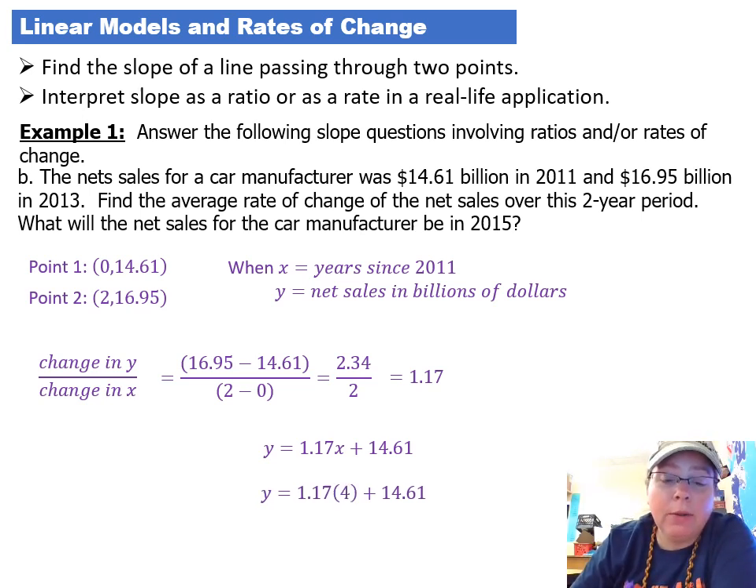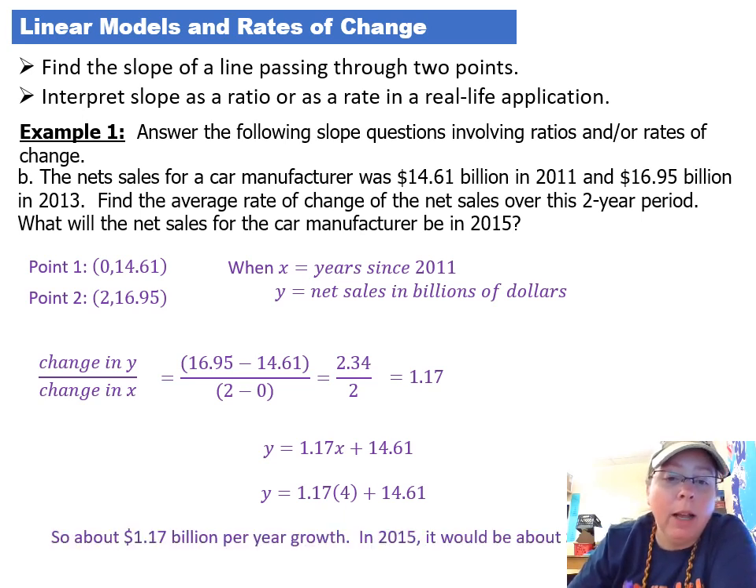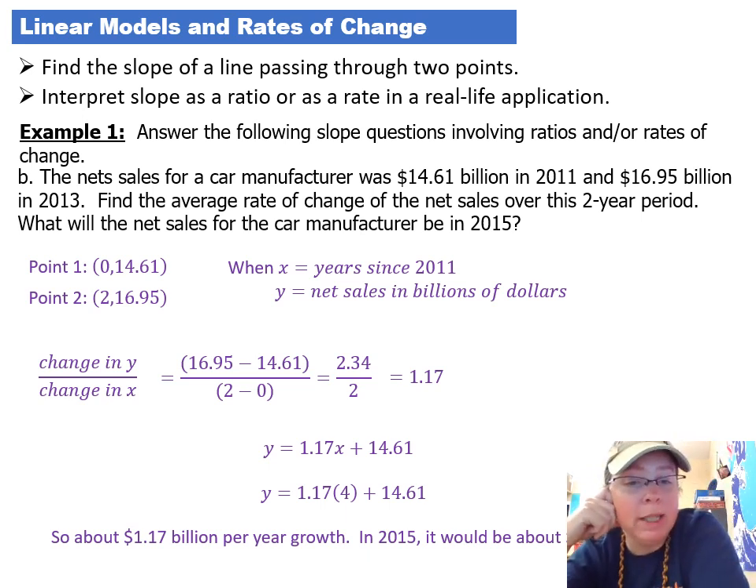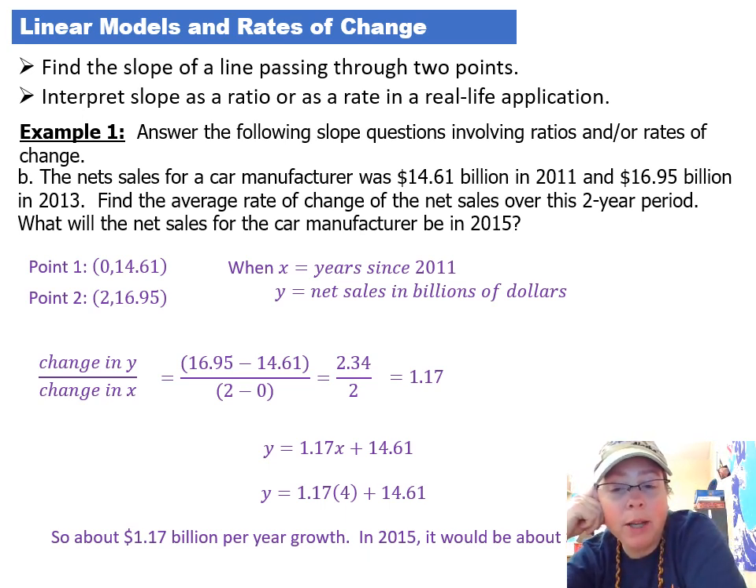To figure out 2015, that would be 4 years since 2011. We plug in 4 for x. And so we've got about 1.17 billion per year growth, and in 2015 it would be about $19.29 billion.